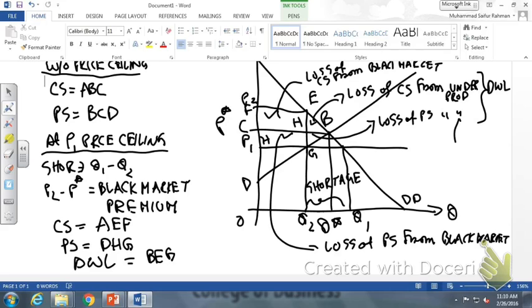Does anyone have any question? Yes. Will your P1 and your P2 offset each other? In what way? Well, like, will it put you back at market equilibrium?